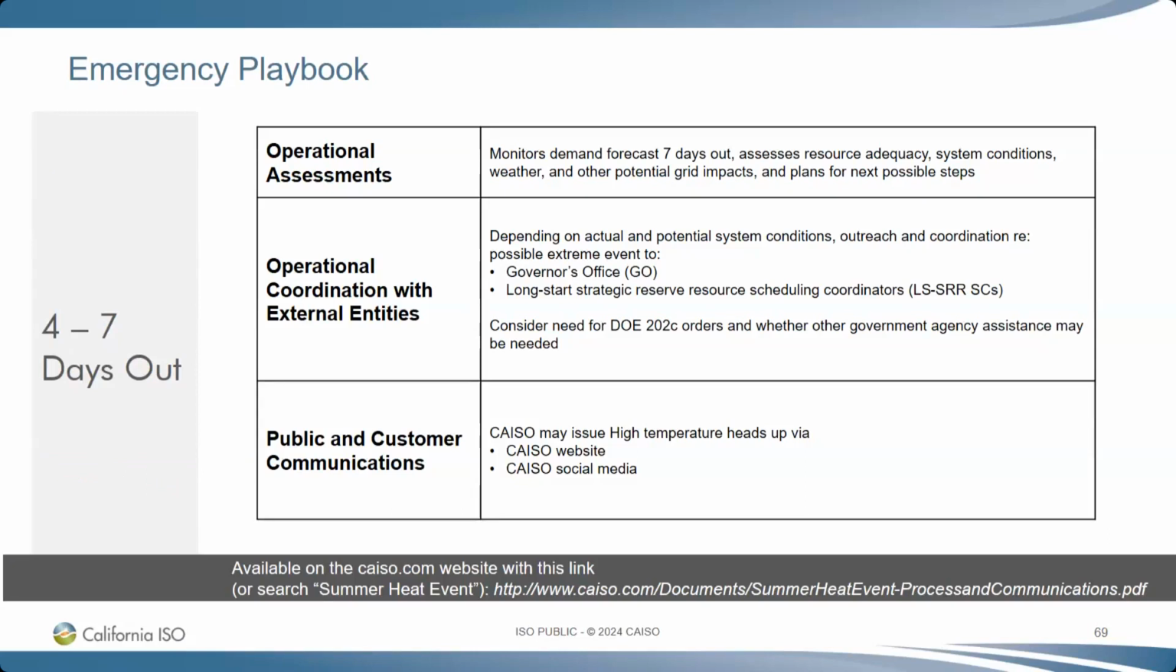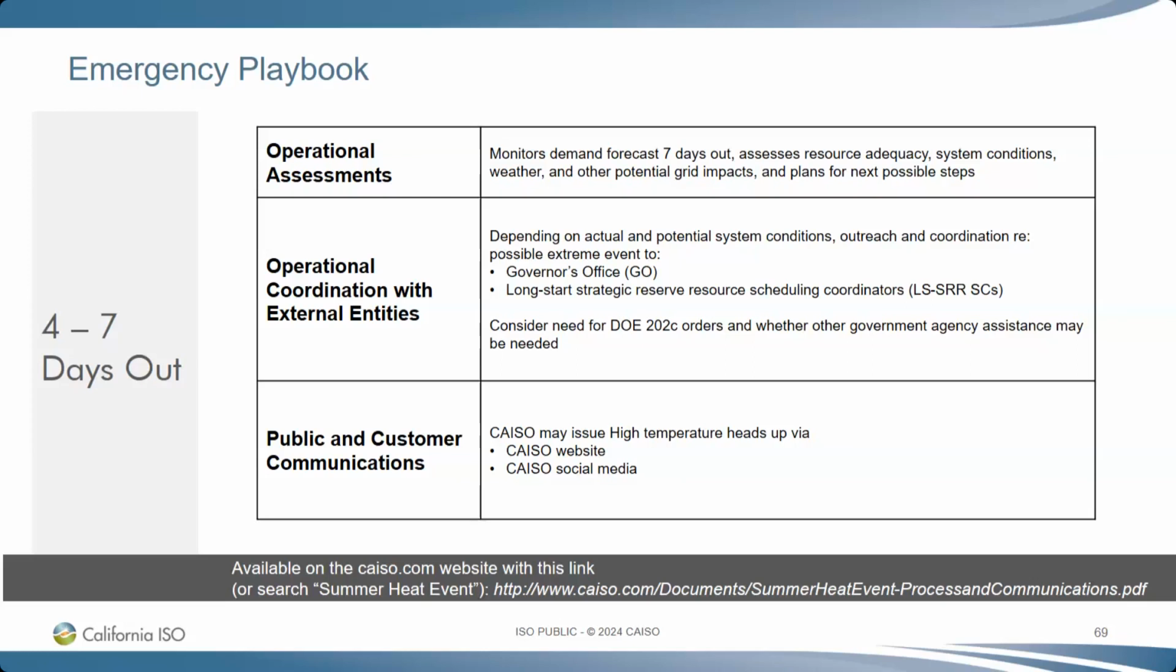But there are operational assessments that are being done, monitoring demand forecast 7 days out. So there's a look ahead 4 to 7 days out for what kind of system conditions we might be looking at, weather, potential grid impacts, et cetera. Operational coordination with external entities. So we're going to look at the situation and do outreach accordingly, including the governor's office, doing any long start strategic reserves. We'll look at those resource scheduling coordinators and start getting those set up. And considering what kind of other government agency might be required.